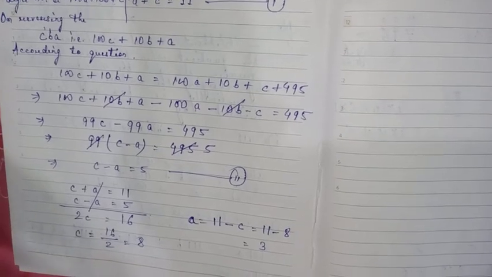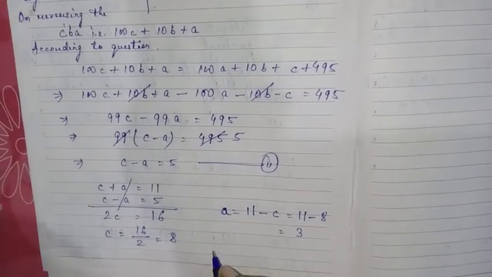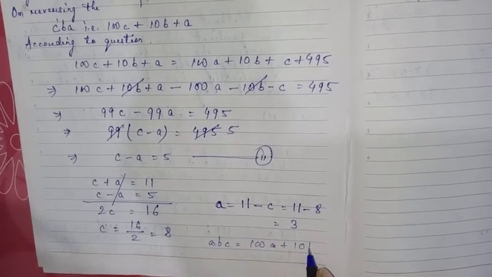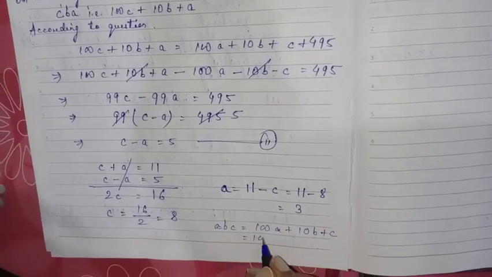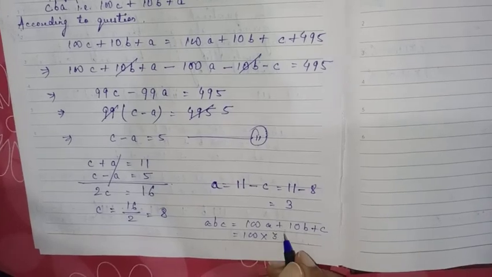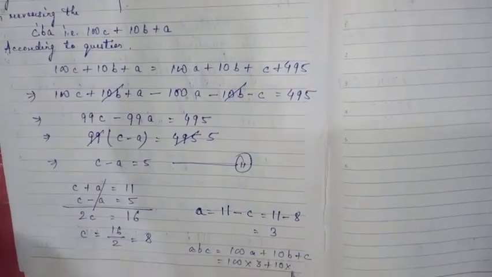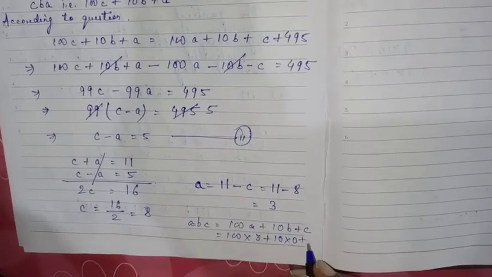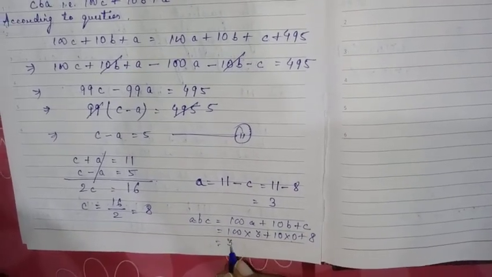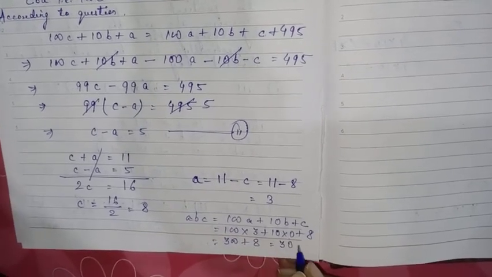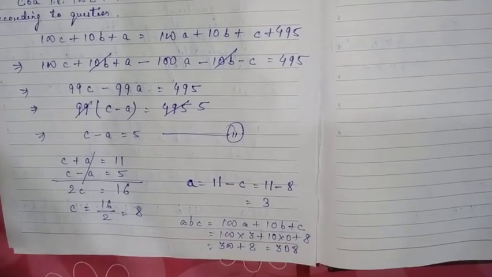So what will be the number? The number will be ABC, that is 100A plus 10B plus C, that is 100 into A. Put the value 3, plus 10 into B. B is what? B is 0. So into 0, and plus C. C is what? 8. So the answer will be 300 plus 0, leave this one, and plus 8. That is 308. This will be your answer.